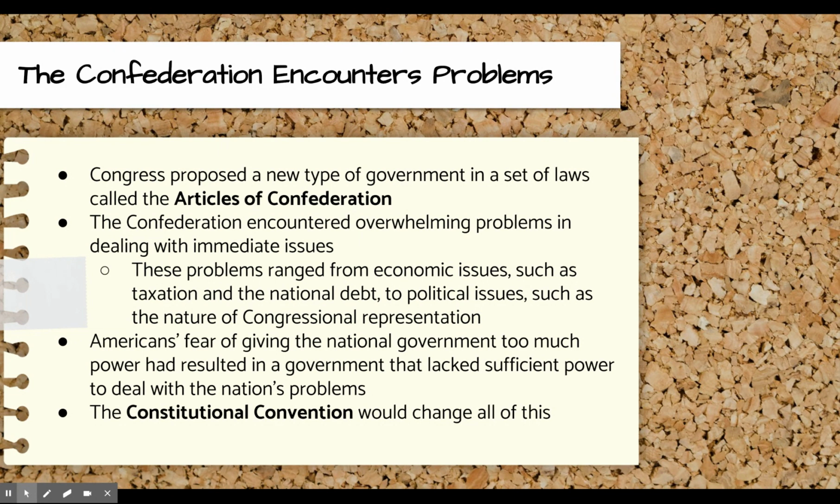Americans' fear of giving the national government too much power had resulted in a government that lacked sufficient power to deal with the nation's problems. And this is a direct result of what we saw with Britain. We didn't want a monarch. We didn't want one ruler making decisions. We wanted something different. So the Constitutional Convention would change all of this.